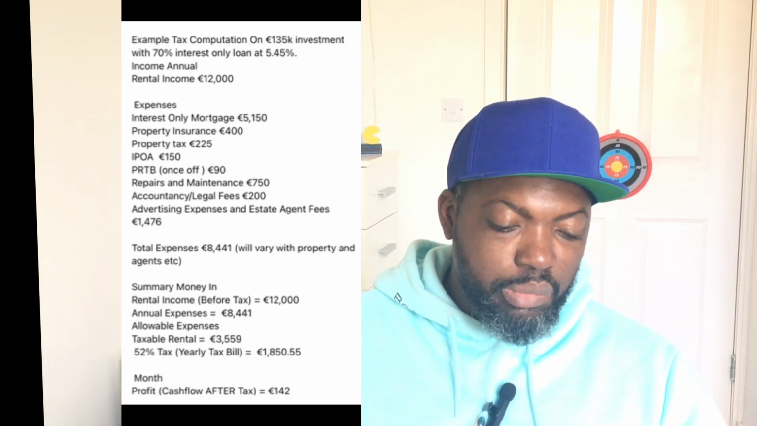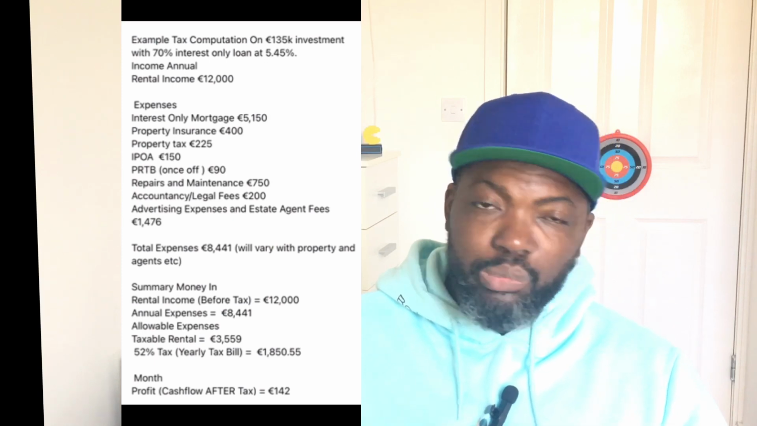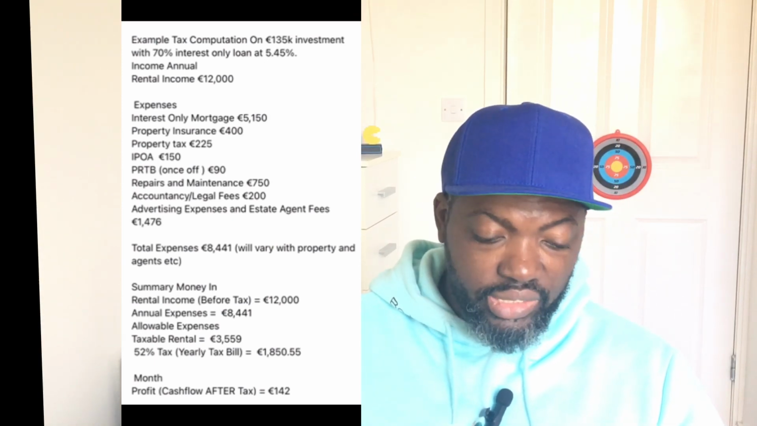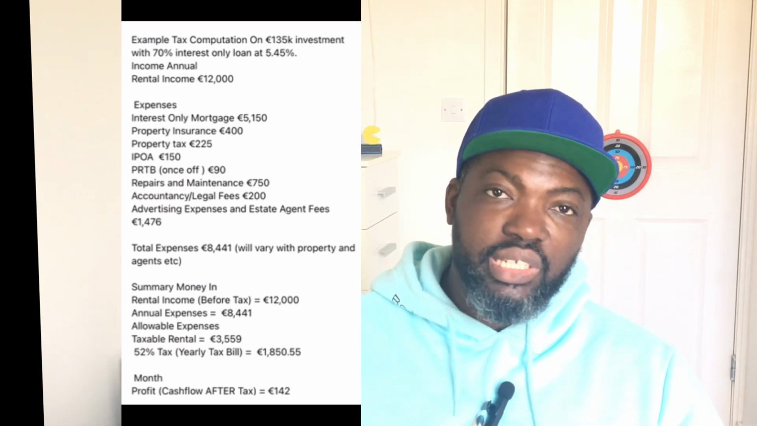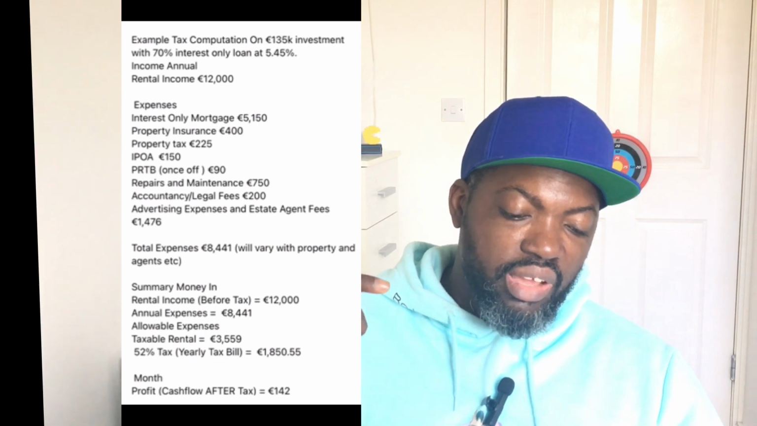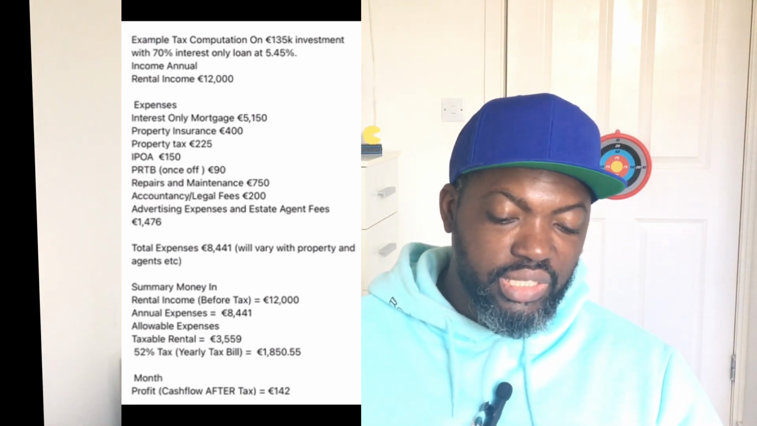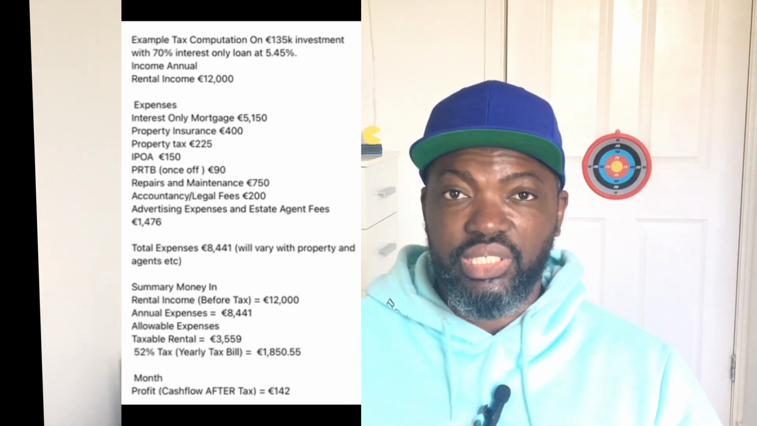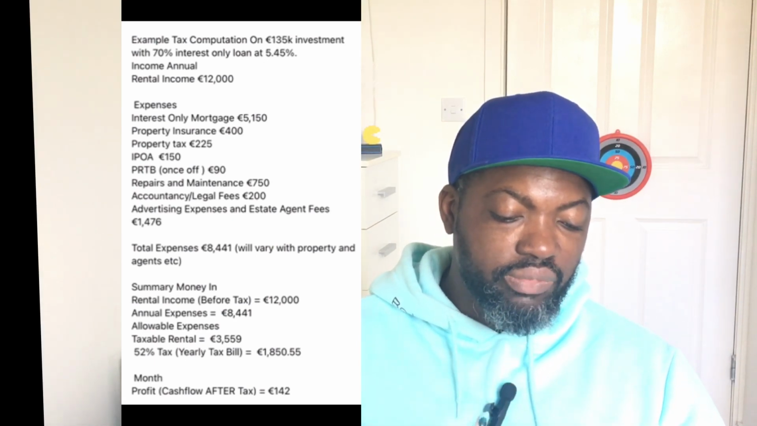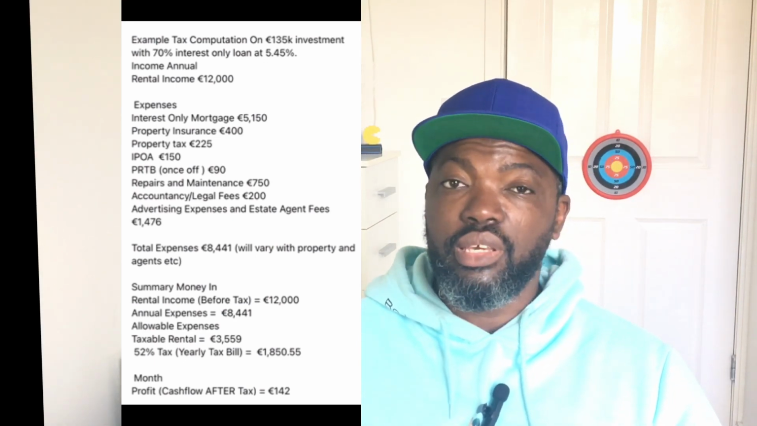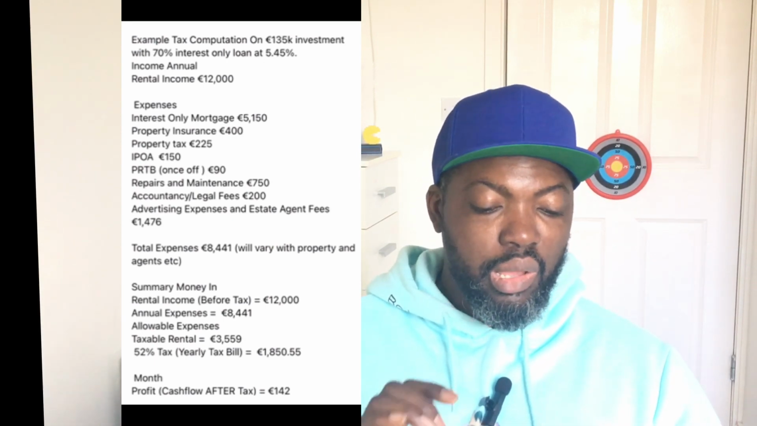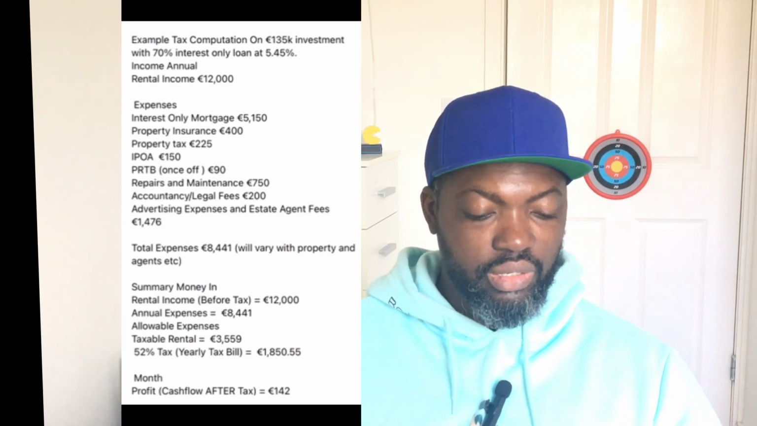You have the PRTB. Now, I don't remember what the PRTB is, but you can Google that. And it's a once-off for 90 euros. Then you have repairs and maintenance, 750. You have accountancy and legal fees, 200. And you have advertising expenses and real estate agents' fees for 1,470. What I'm not entirely sure of is if the 1,476 is a yearly thing or if it's a once-off, whenever you want to sell a property or something. But let's just go with what we have here, okay?